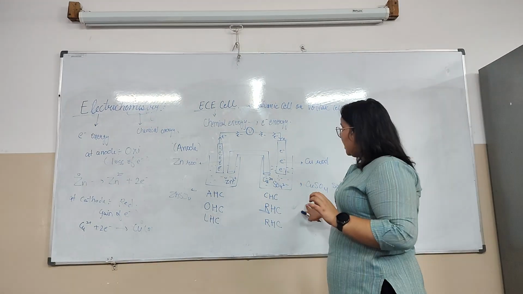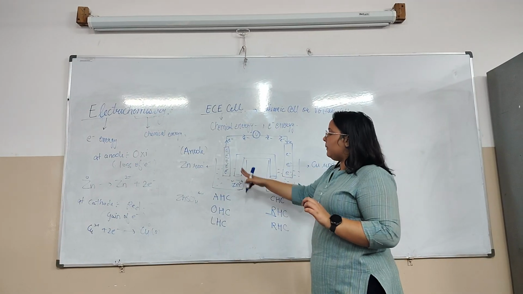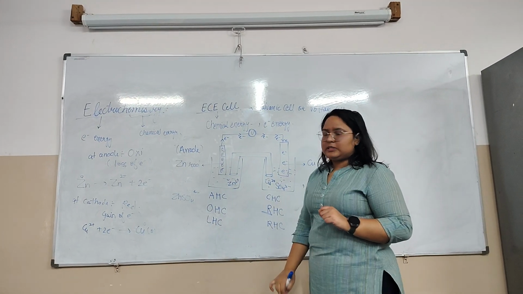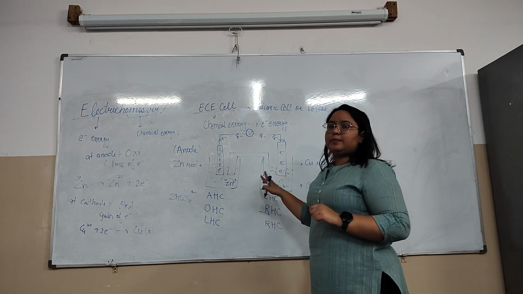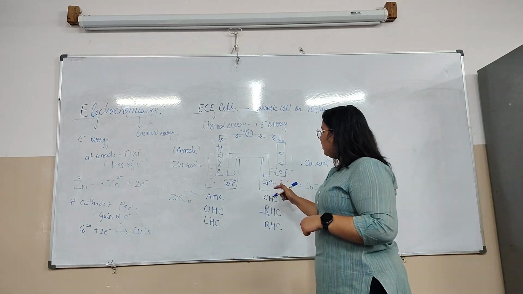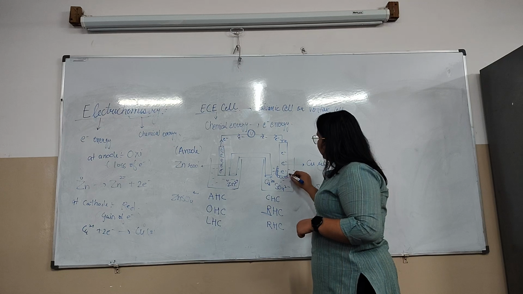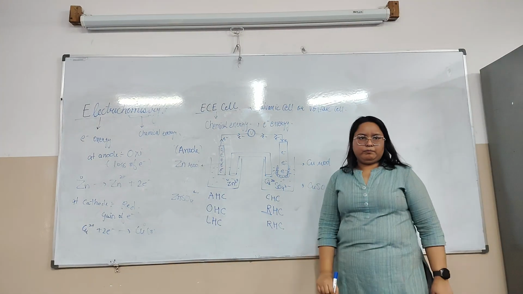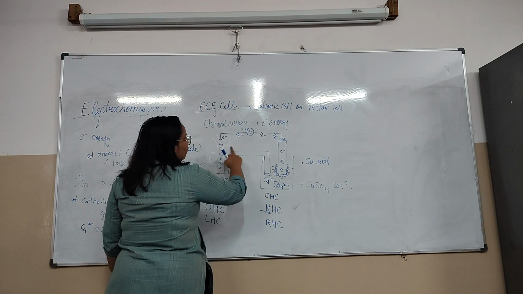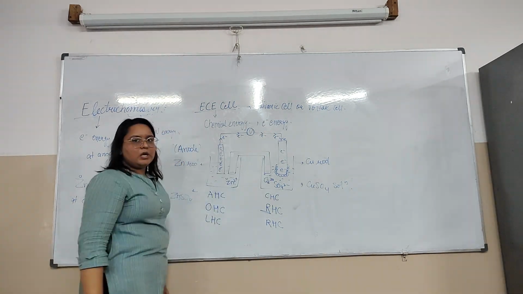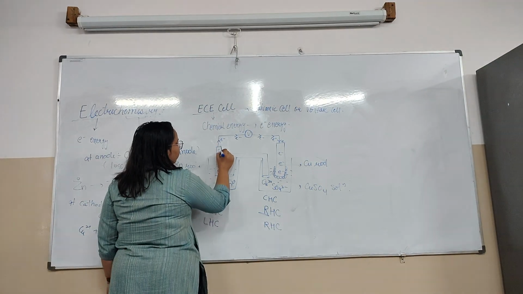Now what is happening here? See, zinc from the zinc rod is coming into the solution in the form of Zn2+ ions. Here, the Cu2+ ions already present in the solution will gain these 2 electrons and will accumulate on this copper rod. So this is the process happening. Now see, there is a movement of electrons. Electrons are moving.